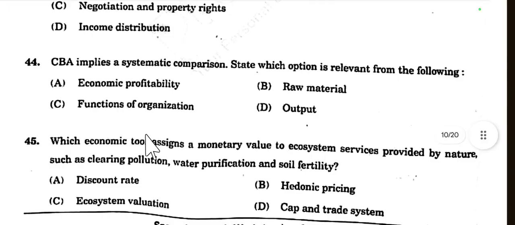Then question number 44, CBA. CBA means cost benefit analysis. Cost benefit analysis implies a systematic comparison. State which option is relevant from the following. Cost benefit analysis: economic profitability, raw material, functions of organization, output. Cost benefit analysis is related with economic profitability. It implies a systematic comparison of economic profitability. Option A is the right choice.